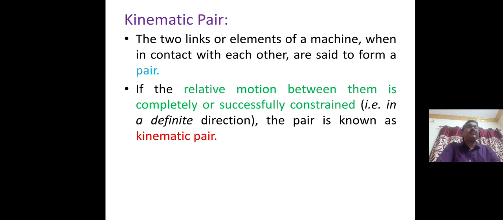If the relative motion between them is completely or successfully constrained, that is, in a definite direction only they are moving, then the pair is known as a kinematic pair. Simply, a pair means any two elements having a joint in a machine. But if these two elements have definite directional motion, then it is called a kinematic pair. What is constrained motion will be discussed later.